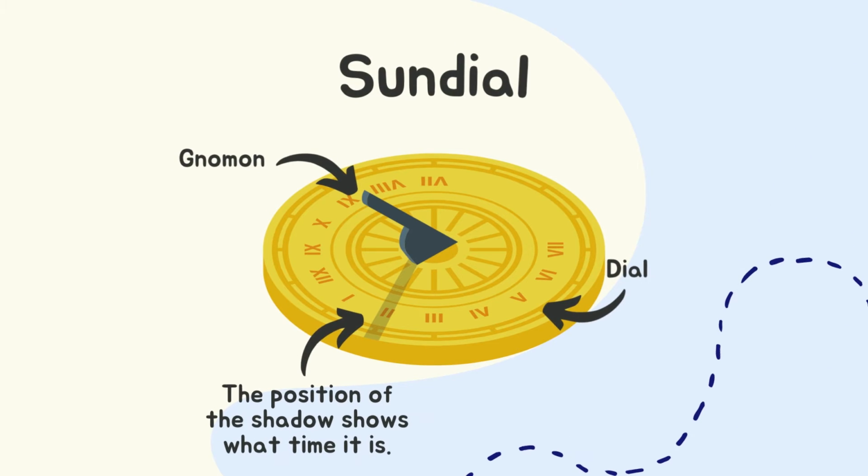Another form of ancient time measurement device is the sundial. The sundial has two main parts, the gnomon and the dial. The gnomon is the part of the sundial that creates a shadow on the dial. As the sun moves across the sky, the gnomon causes a shadow to appear on the markings of the dial. The position of the shadow shows what time it is.